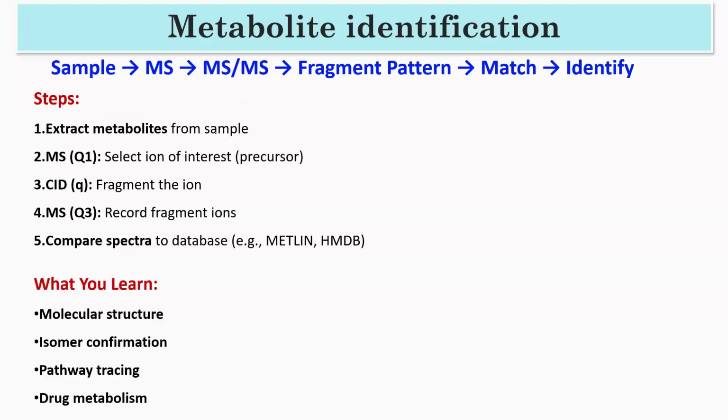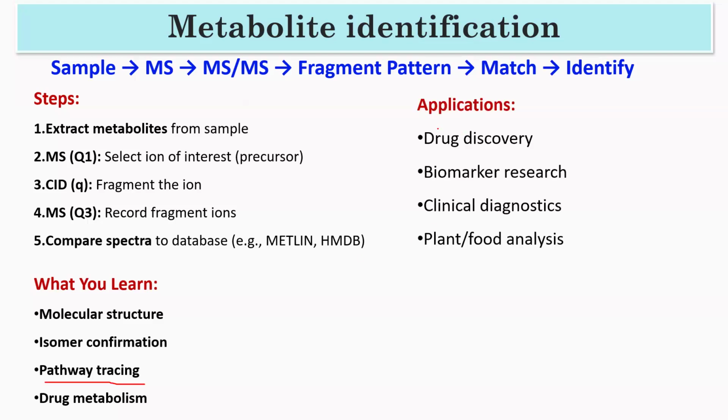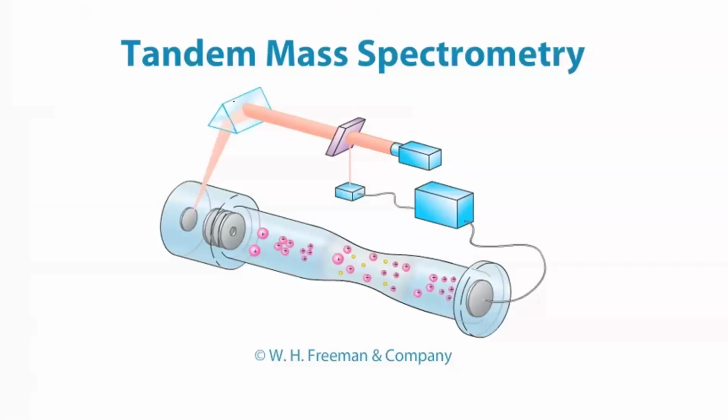So you can learn about molecular structure, isomer conformation, and also pathway tracing and drug metabolism. It's very important. Applications include drug discovery, biomarker research, clinical diagnostics, and also plant and food analysis. I think you will understand better, so just watch this video.